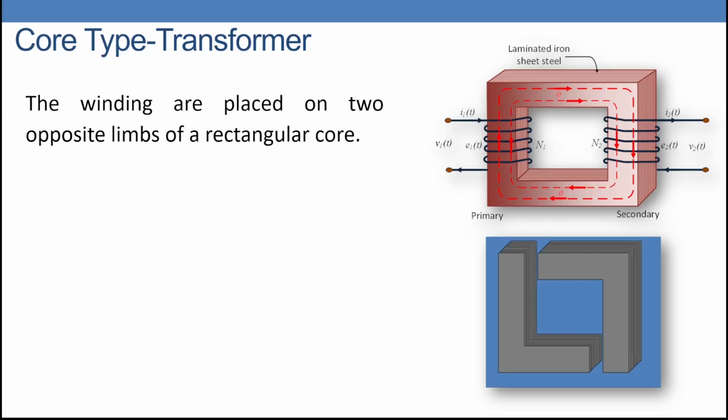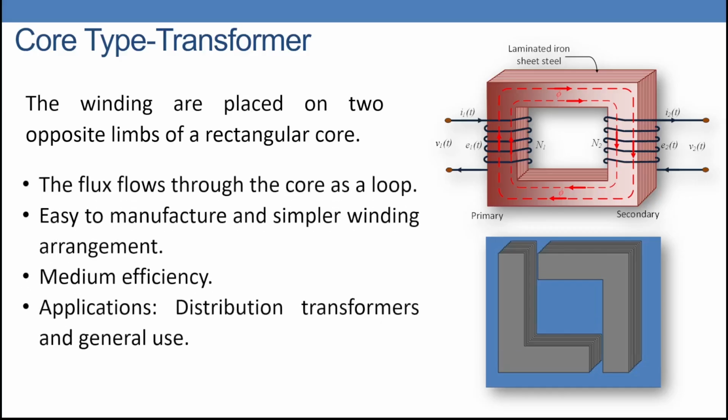As we can see here, the flux flows through the core in a loop. Since the winding arrangement is simpler, this type is easy to build and manufacture. They provide medium efficiency and are widely used in distribution transformers and many everyday applications.